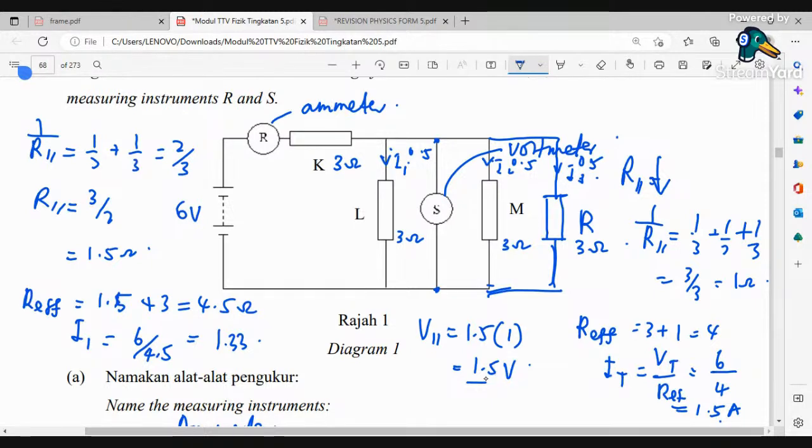Okay, this one. So the parallel part here for the first one is 1.33 times, sorry, what was the effective resistance just now? 1.5. 1.33 times 1.5 is 2.